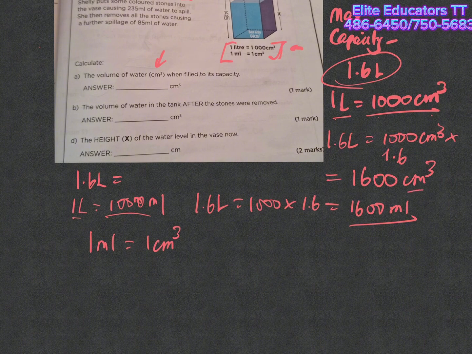But since I have this here, 1 liter is 1,000 centimeters cubed, all we needed to do was take the 1.6 multiplied by 1,000, and we get 1,600 centimeters cubed. So for the first one, the answer is 1,600 centimeters cubed. That was easy and expected.